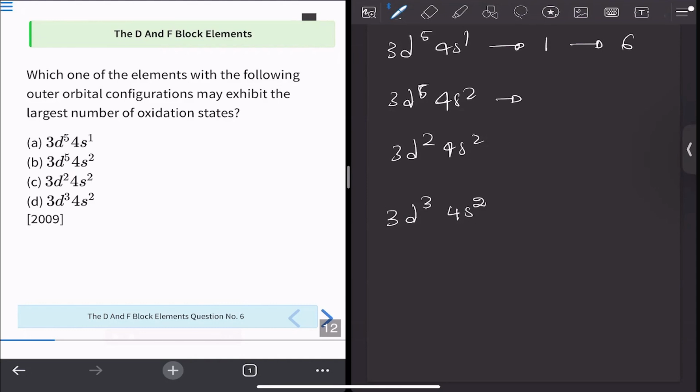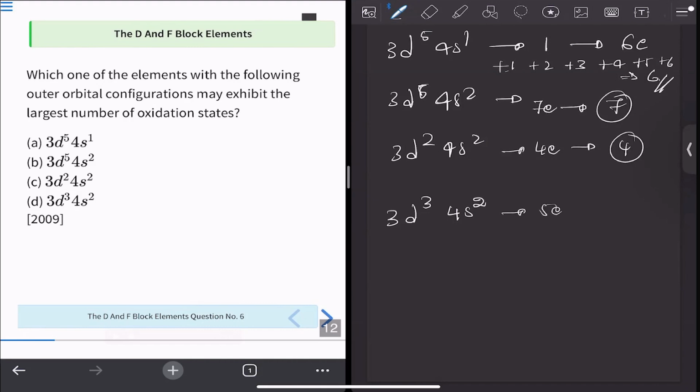So +1, +2, +3, +4, +5, +6, a total of six oxidation states are there. Here we can remove some more electrons, so seven oxidation states are there. Here we can remove four electrons, so four oxidation states are there. Here we can remove five electrons, so five oxidation states are there. So the correct answer is option B, that is 3d5 4s2.